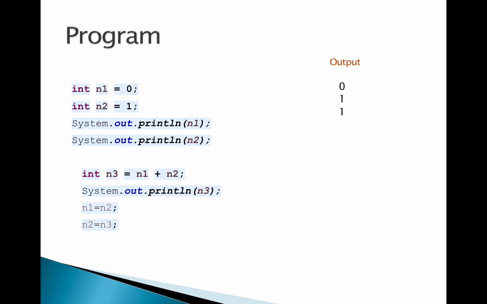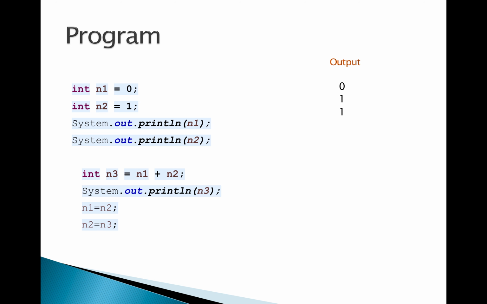So now what we need to do is again perform the addition. n3 is equal to n1 plus n2, which will make the last two number addition, and then we are going to output that number. If you see, these 4 steps are going to get repeated a number of times. How many times you repeat it is how many numbers the Fibonacci series is going to produce.